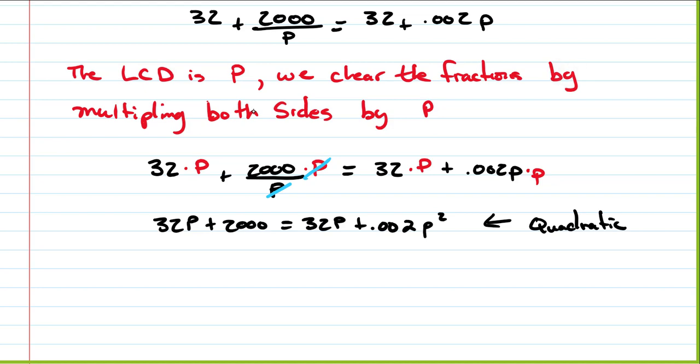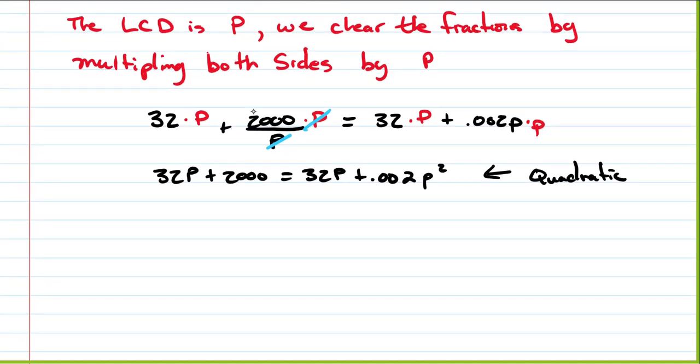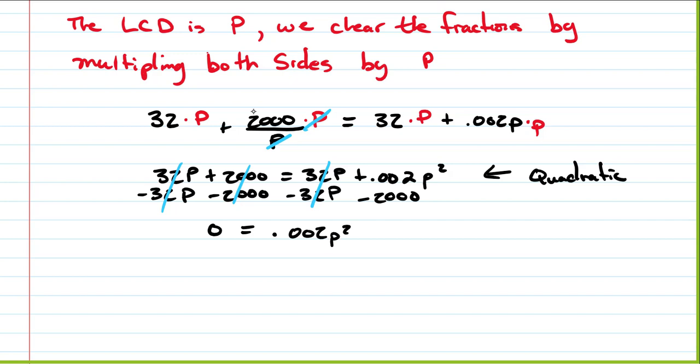To solve a quadratic equation, we need to get it set equal to 0. So we subtract 32p and subtract 2000 from both sides. On the left side, those reduce out, and those reduce out. So we get 0 is equal to 0.002 p squared minus 2,000.